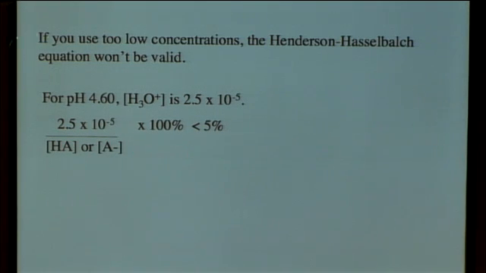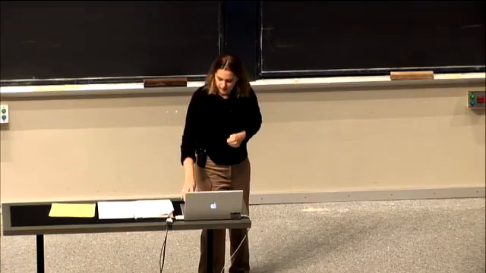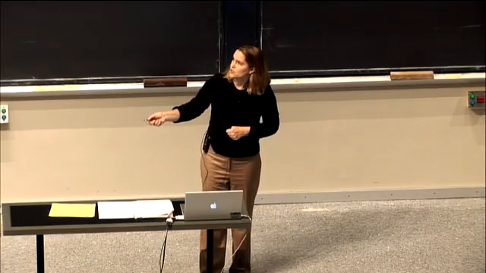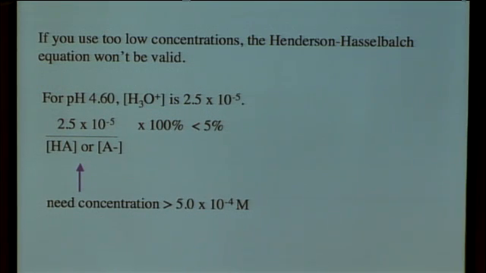So for a pH of 4.6, hydronium ion concentration is 2.5 times 10 to the minus 5. And so then if we work our equation backwards, we want to be less than 5%. So we have this over the concentration of either one of those times 100% gives you 5%. So the concentrations need to be greater than 5 times 10 to the minus 4 molar, or you won't meet this 5% rule. So they need to be greater than that, and they need to be in the right ratio. Other than that, you're somewhat free to decide what you're going to do.